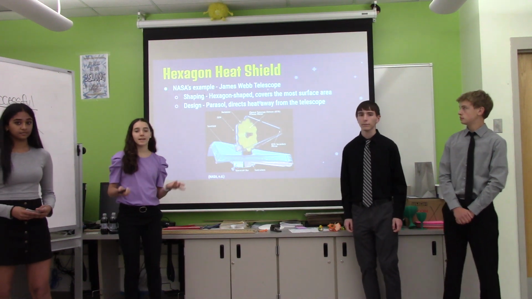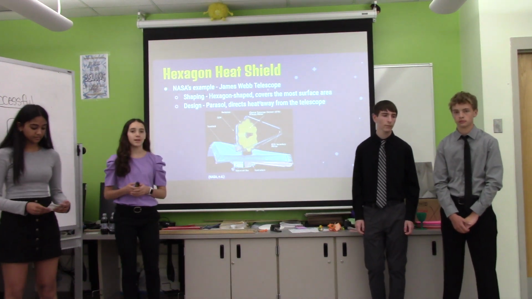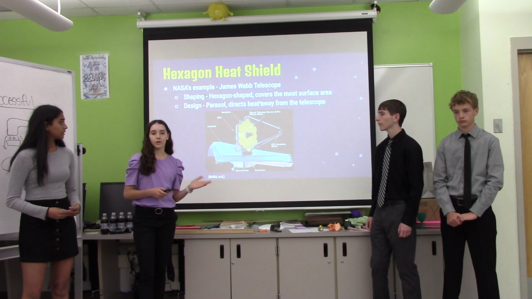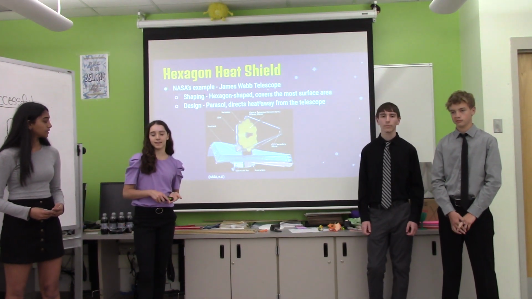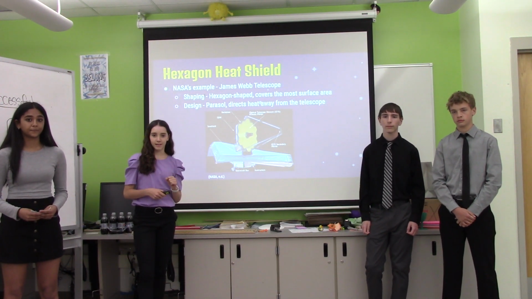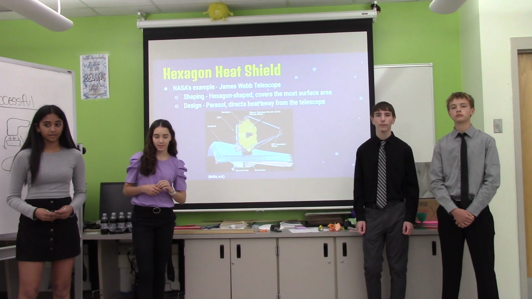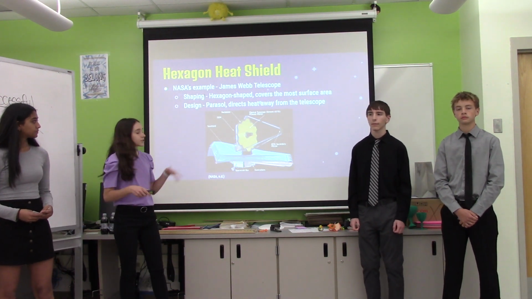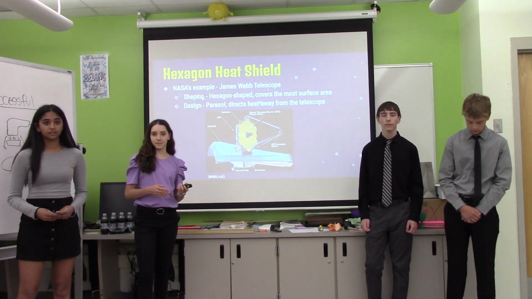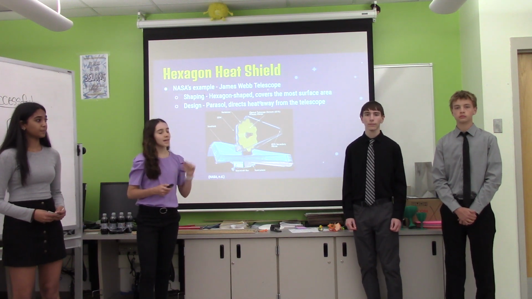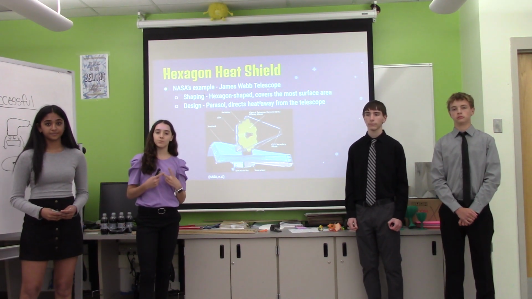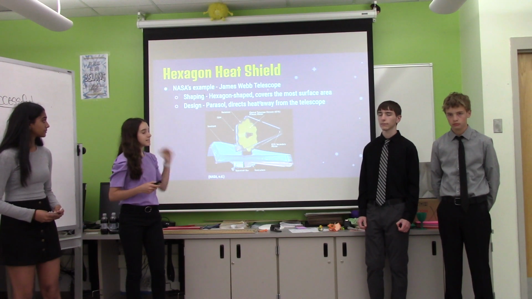So first we're going to look at the hexagon heat shield shape. And we decided this to be our control because it is currently being used by NASA on one of their newer space telescopes, the James Webb Space Telescope. After doing research, we found on the NASA website that they use the hexagon heat shield shape for 2 main reasons, for the shaping and the design.